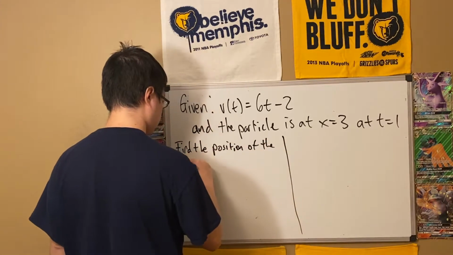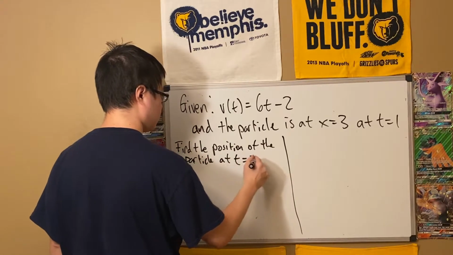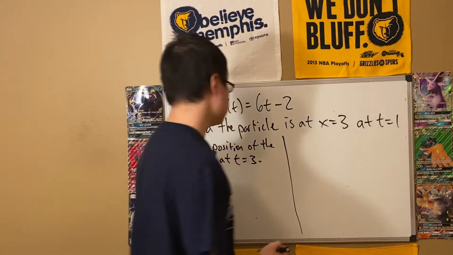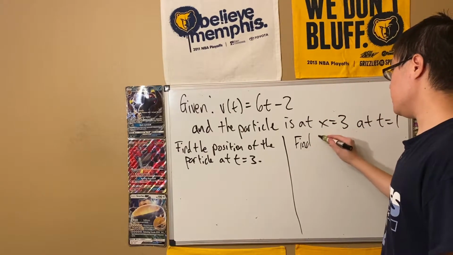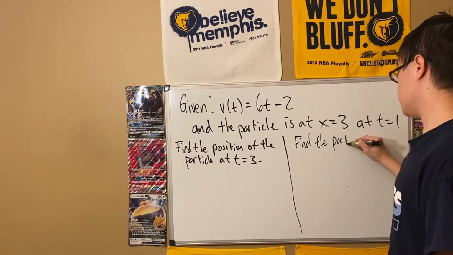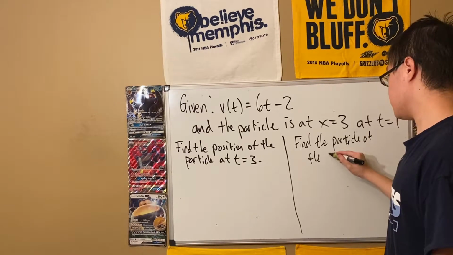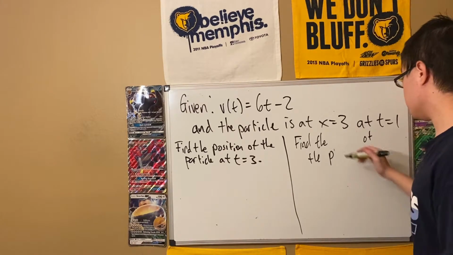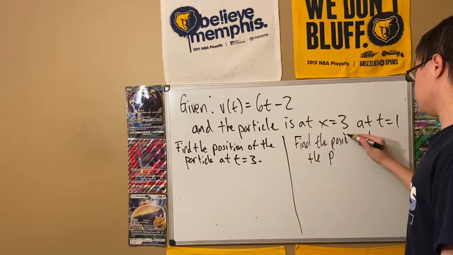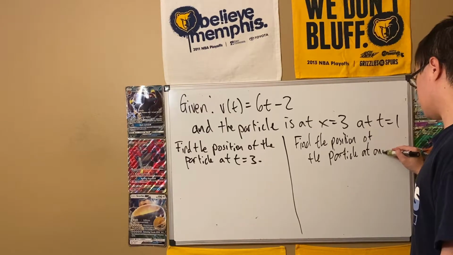Find the position of the particle at t equal to 3. And then we're going to just find the position of the particle at any time. So find the position of the particle at any time. I wrote particle of the particle. That's not what I want. Position of the particle at any time.